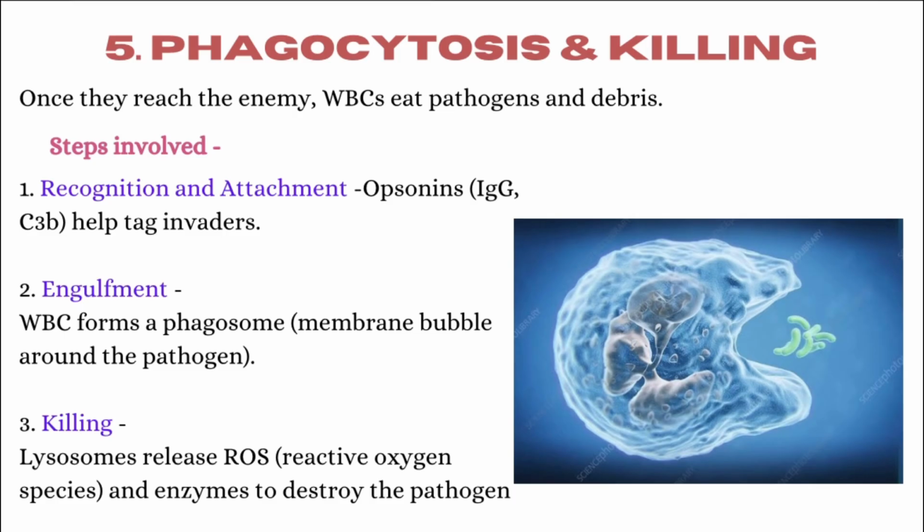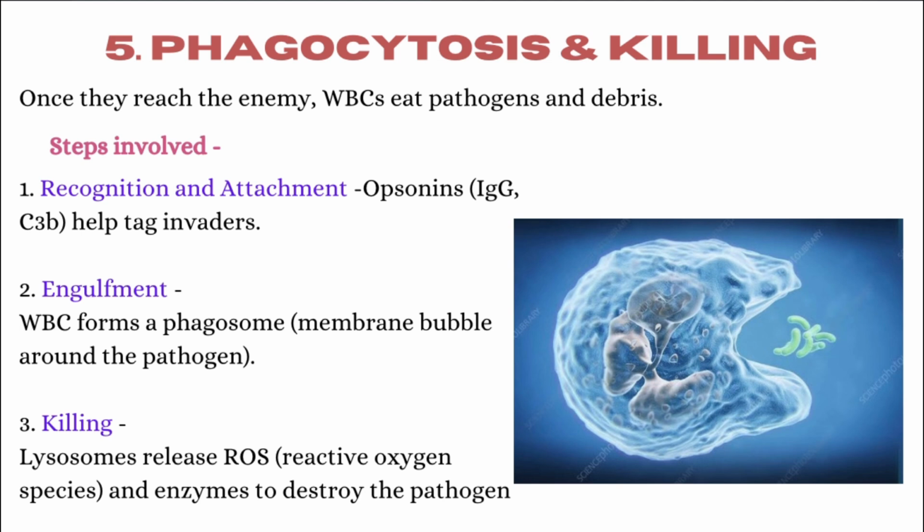The fifth step is phagocytosis. Once they reach the enemy, WBCs eat the pathogens and the debris, and it has the following steps. The first step is recognition and attachment. For this, opsonins, mainly immunoglobulins like IgG and C3b, help to tag the invaders.